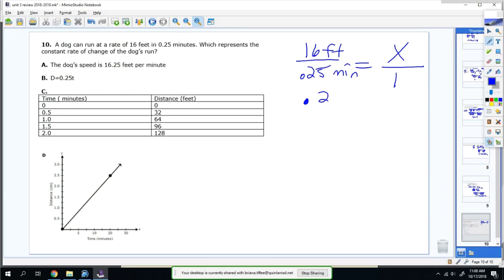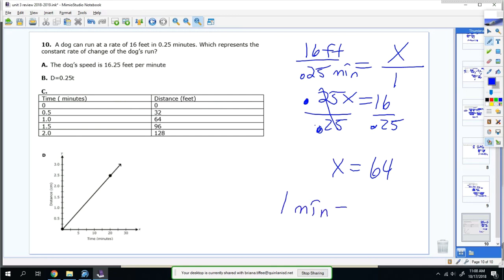So I get 0.25x is equal to 16. So you divide by 0.25 to both sides. 0.25 divided into 16 actually makes the number bigger, and you get 64. Because when you divide by a decimal, it's kind of like multiplying. So you get 64. So in 1 minute, he goes 64 feet.